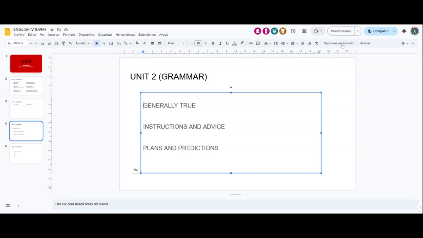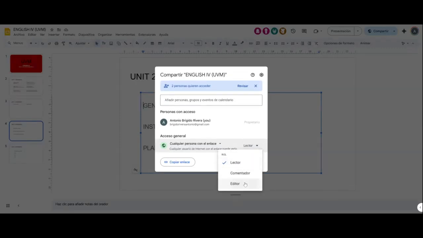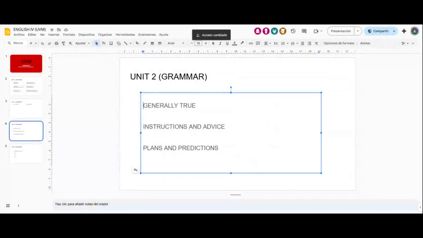Yes, I give you access. I can't too. Ah, okay. Okay, now can you edit the document? Okay, help me, please. Remember, Damaris, generally true. Maria del Rocio, instructions and advice. And Junwen, plans and predictions.